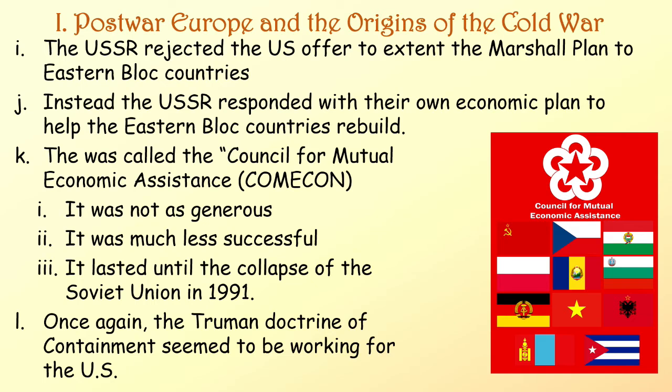The USSR rejected the U.S. offer to extend the Marshall Plan to Eastern Bloc countries. Instead, the USSR responded with their own economic plan to help Eastern Bloc countries rebuild. This was called the Council for Mutual Economic Assistance, Comecon. It was not as generous. It was much less successful, but it lasted until the collapse of the Soviet Union in 1991. Once again, the Truman Doctrine of containment seemed to be working for the U.S.